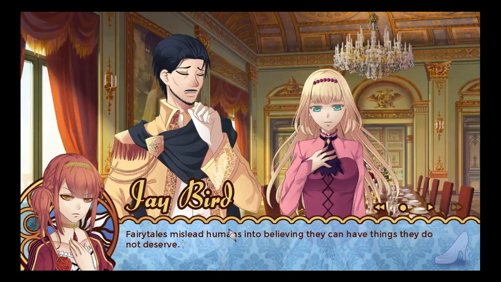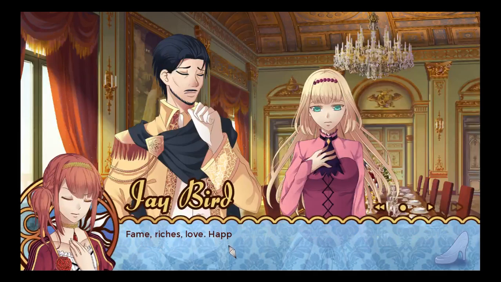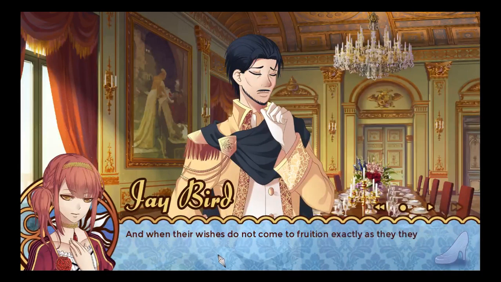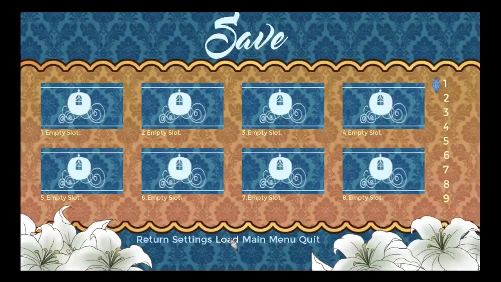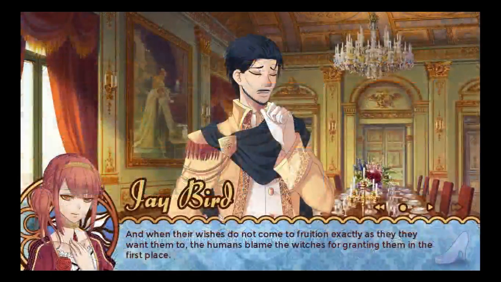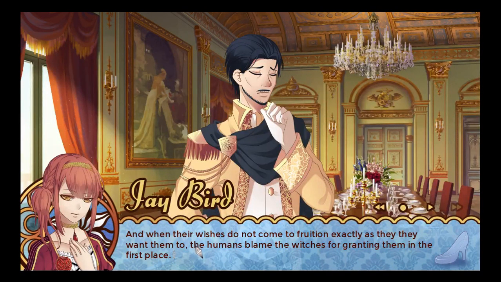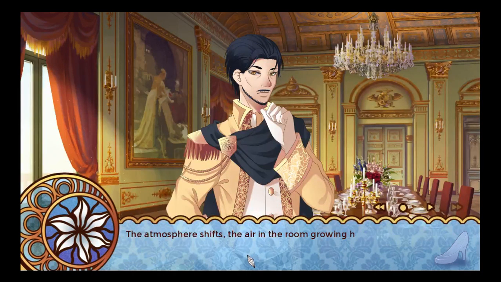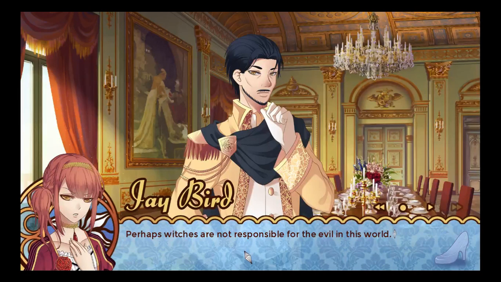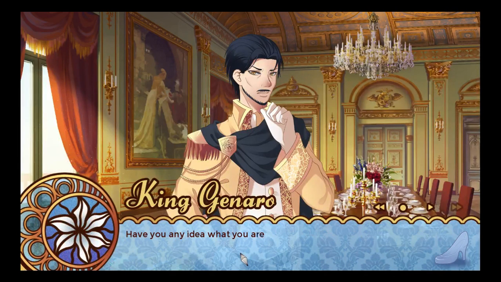Fairy tales misled humans into believing that they can have things they do not deserve. Fame, riches, love, happily ever afters. And when their wishes do not come to fruition exactly as they want them to, the humans blame the witches for granting them in the first place. What are you implying about the witches, Jaybird? The atmosphere shifts. The air in the room growing heavy. I continue to eat. Perhaps witches are not responsible for the evil in this world. Perhaps humans are the cause of their own downfall.